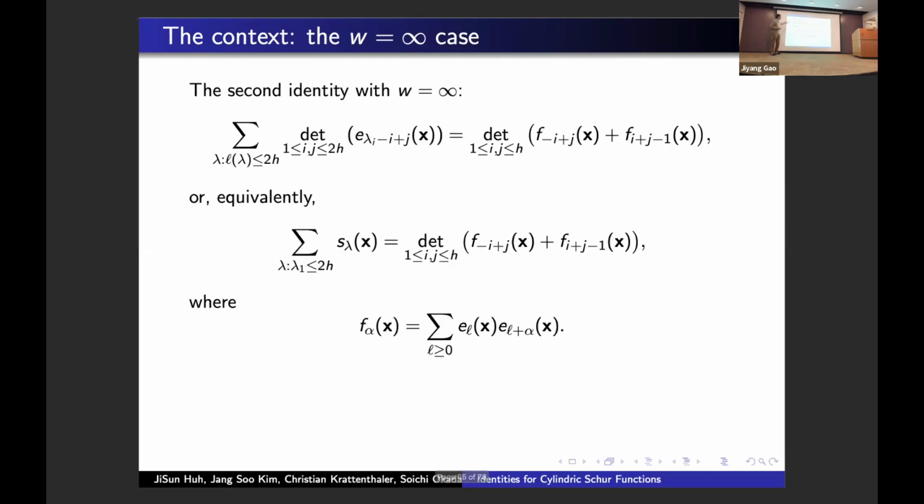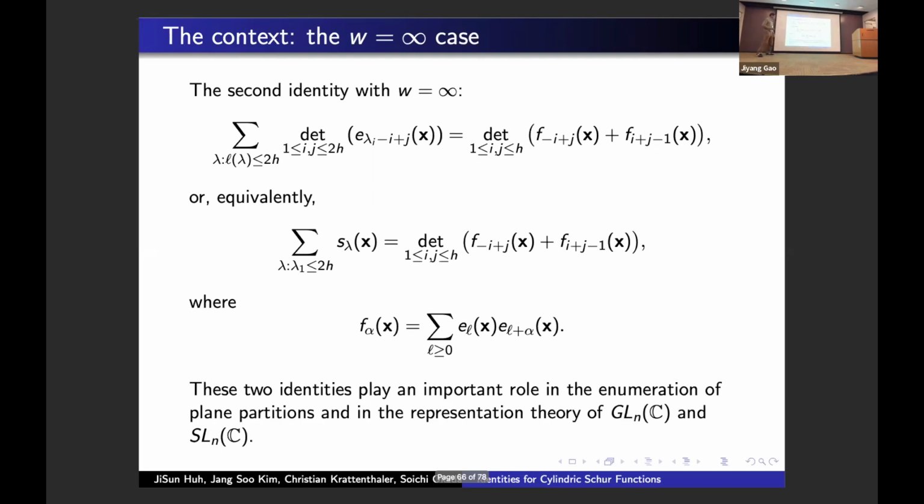And then the second identity has a similar interpretation. So it's again a sum of Schur functions. Now lambda 1 is bounded by 2h. Earlier it was bounded by 2h plus 1, and it's again expressed in terms of a determinant. And these two identities play an important role in the theory of enumeration of plane partitions, and also in the representation theory of GLN and SLN.